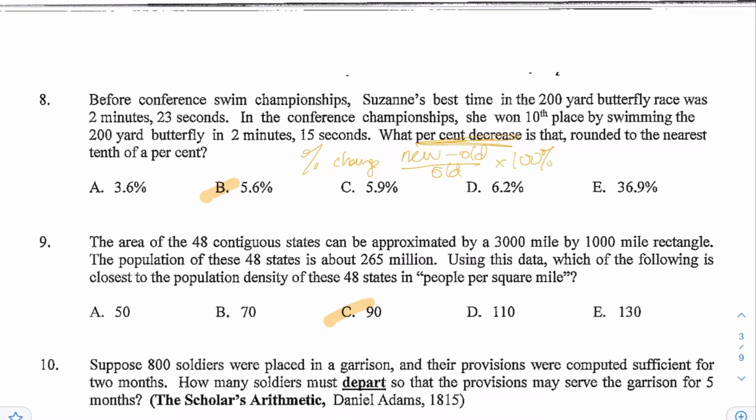Now here you have to convert everything to the same unit, so seconds. So the new time was 2 minutes 15 seconds, which was 120 plus 15 or 135, minus the old time was 120 plus 23 or 143, divided by 143. Now 135 minus 143 would be a negative number, which is normal because this is a percent decrease. So it should be negative in the numerator. This will be negative 8 over 143 times 100%. Now the numbers are pretty close, so you'll have to do some dividing.